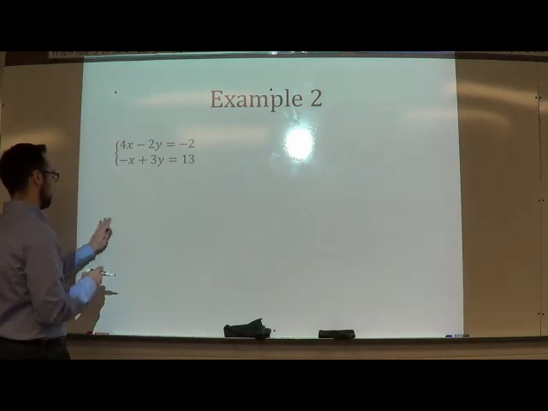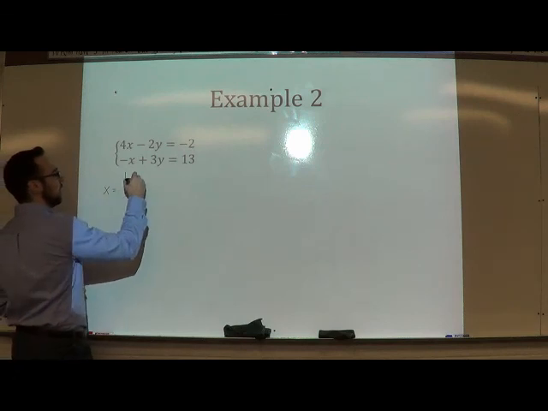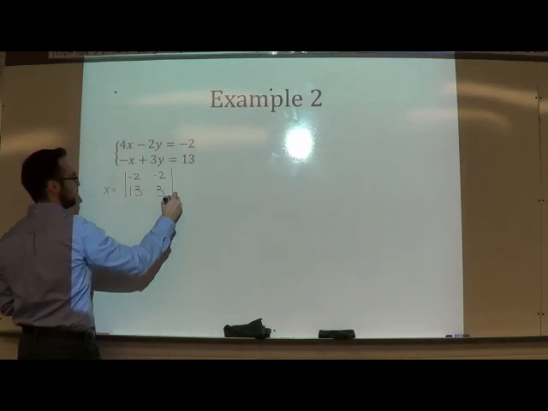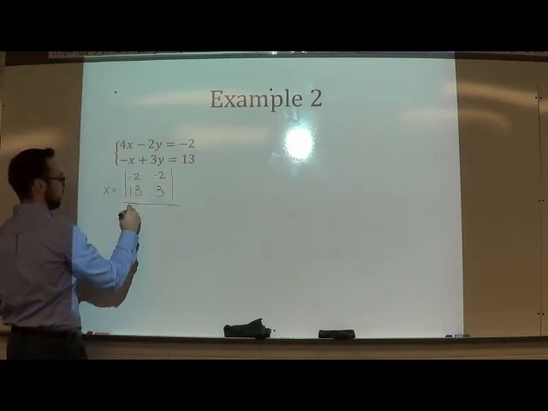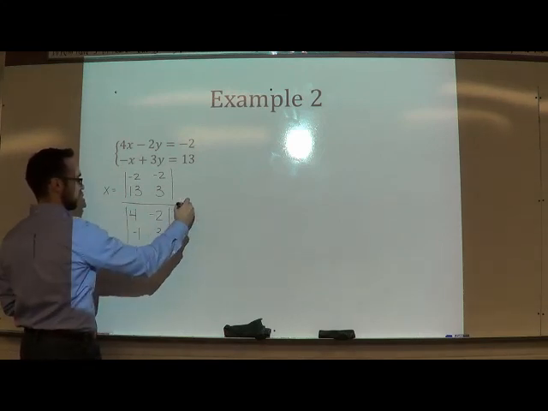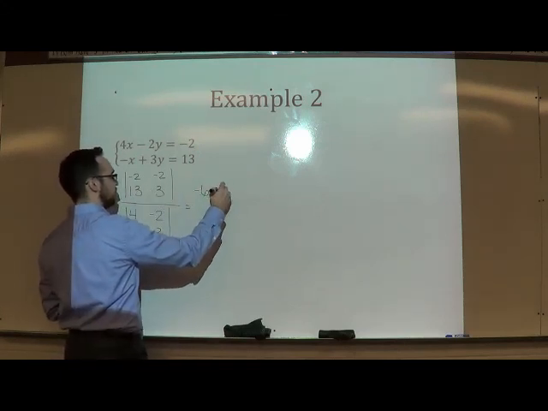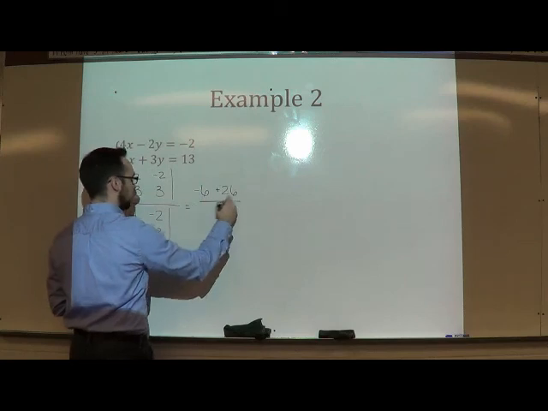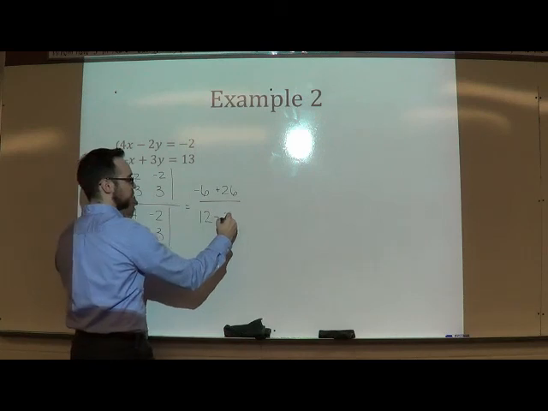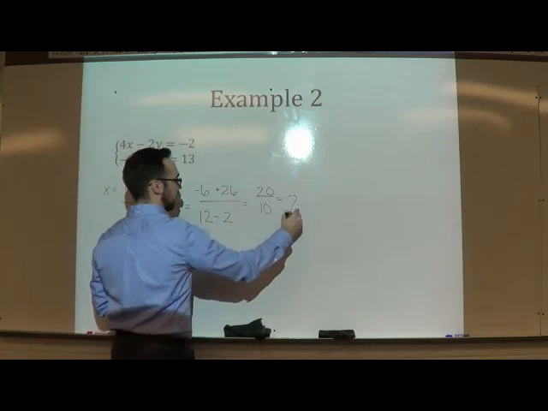So let's go ahead and solve for x and y here. So x is equal to the determinant of negative 2, 13, negative 2, and 3, all over these four. So we'll have 4, negative 2, negative 1, and 3. Cross multiply. So we're going to get negative 6 minus a negative 26. We get plus 26. All over, cross multiply, we get 12 minus 2. So here we end up with 20 all over 10. That's going to give us a positive 2.